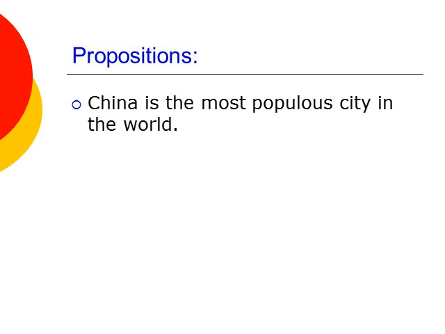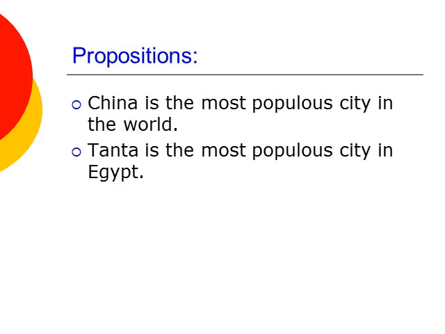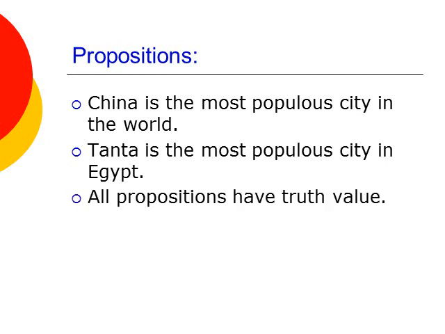Now let's discuss propositions. We have a couple of sentences: China is the most populous city in the world, and Tanta is the most populous city in Egypt. As you can see, without any non-linguistic background information, we cannot determine their truth value. Of course, all propositions have truth value, so they could be true or false. But generally, we are unable to determine their truth value without some extra background information.